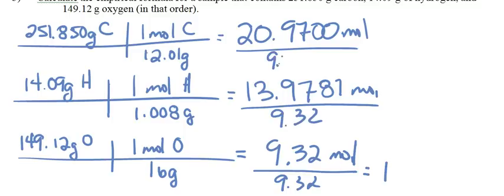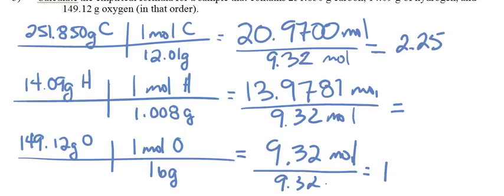9.32 divided by 9.32. Because again, what we're trying to achieve here is obtaining a mole ratio. All right, so I'll do the carbon. 20.97 divided by my answer, which is 9.32. I still have that in my calculator. 2.25. Okay, and we want to write that down. 2.25. That's my ratio. There's no unit on that because the moles cancel out. So we're left with these numbers here that have no unit because they're a ratio. Ratios don't have units.